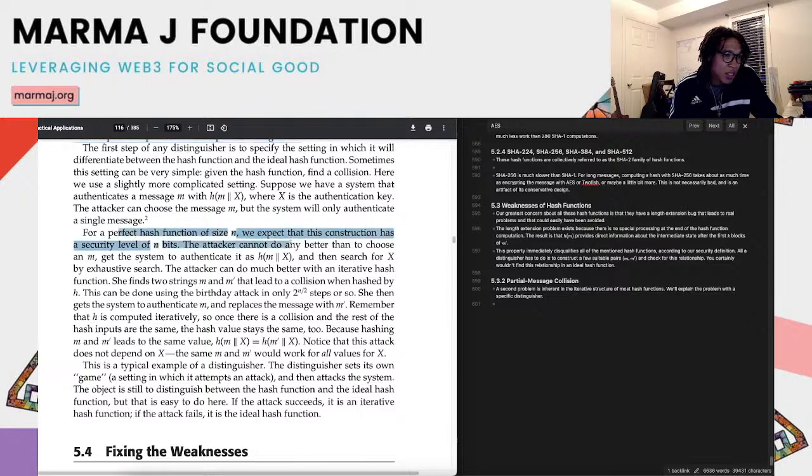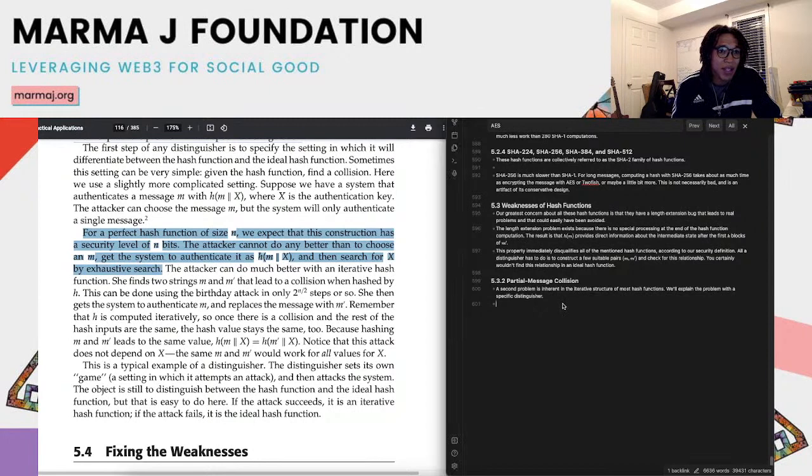And let's see. Detecting much better. So basically, for a perfect hash function, we expect this. And then the attacker cannot do any better than choose a message and get the exhaustive search. That makes sense. That is very clear.